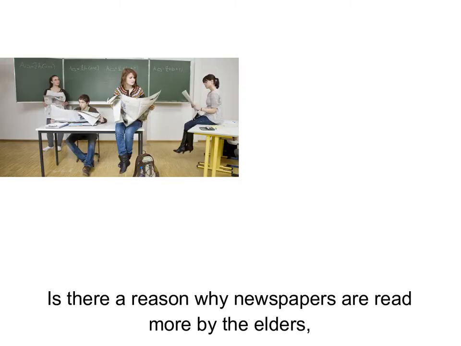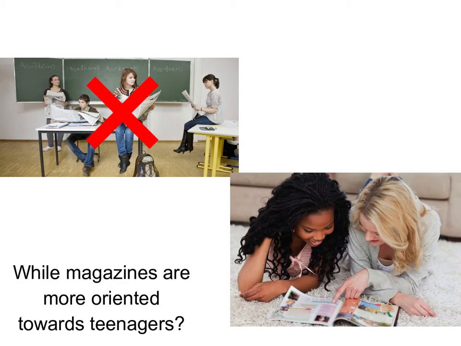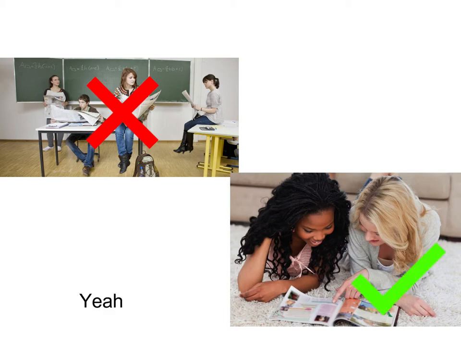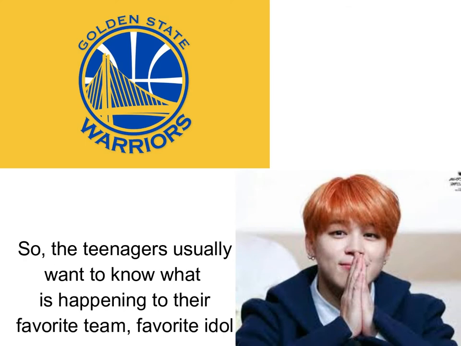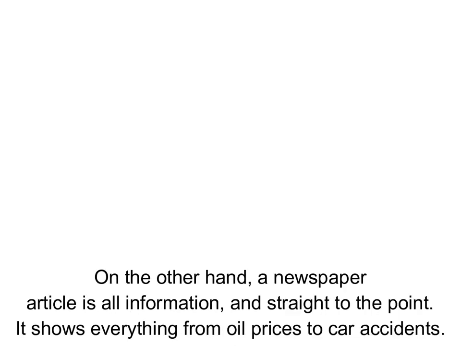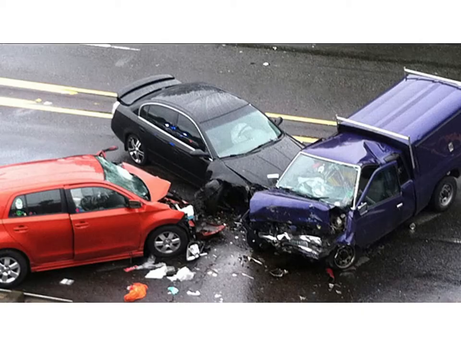Think about the readers. Is there a reason why newspapers are read more by the elders while magazines are more oriented towards teenagers? Yeah, it's uncommon to see teenagers read newspaper nowadays. That's right. People are reading what they are interested in. So, the teenagers usually want to know about what is happening to their favorite team, favorite idol or celebrity, or something similar. On the other hand, a newspaper article is all information and straight to the point. It shows everything from oil prices to car accidents. Let's look at an example.